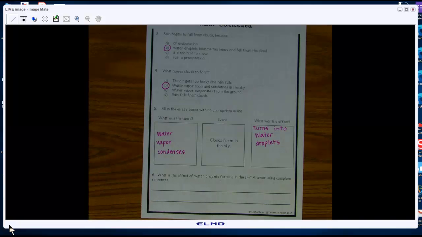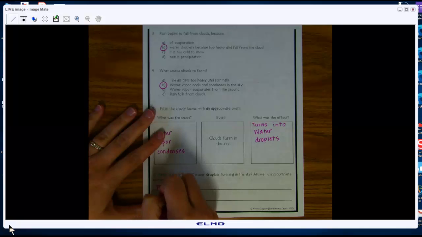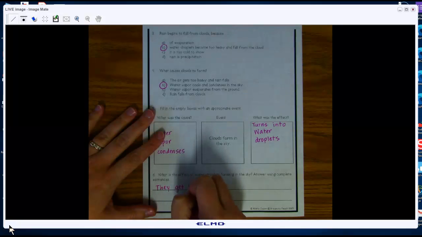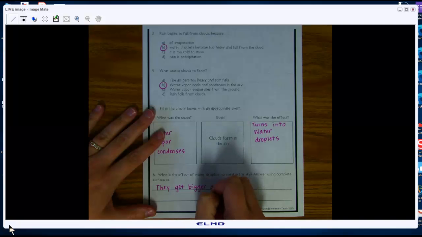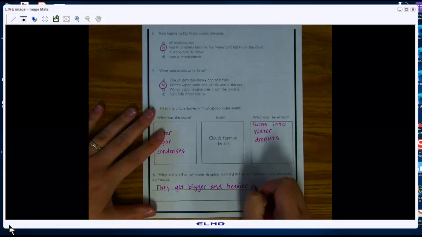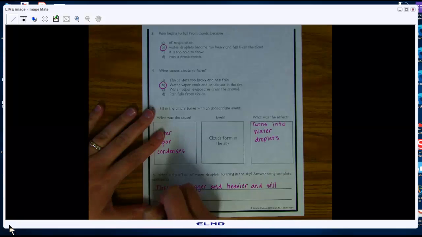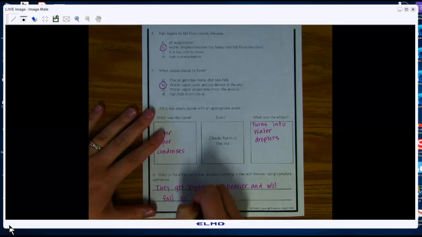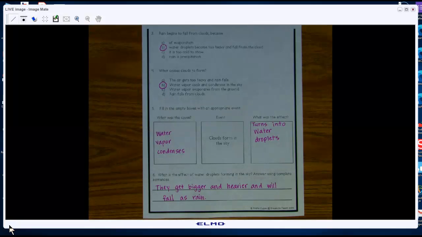Okay, so number 6. What is the effect of water droplets forming in the sky? So what happens with the water droplets? They get what? Heavier. Heavier and bigger, right? And then they fall. Yep. They get bigger, and when they get bigger, they get heavier and will fall as rain. That's the effect of water droplets forming in the sky.